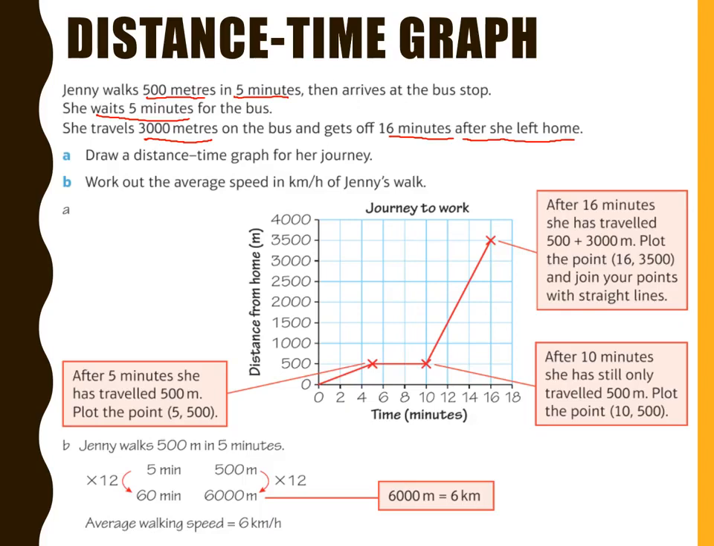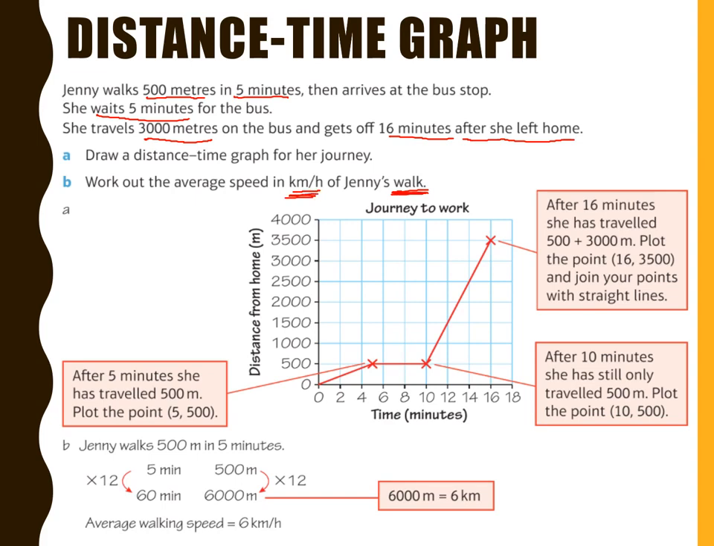And then it says work out the average speed in kilometers per hour of Jenny's walk. So average speed in kilometers per hour of Jenny's walk. This is the clue. It's the walk, not the bus, not the wait, it's the walk. So in the walk, 500 meters is 5 minutes. This is the other clue, kilometers per hour.